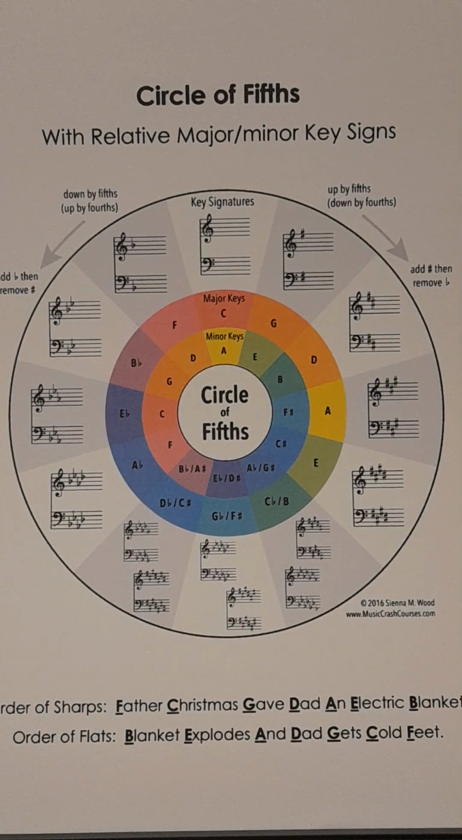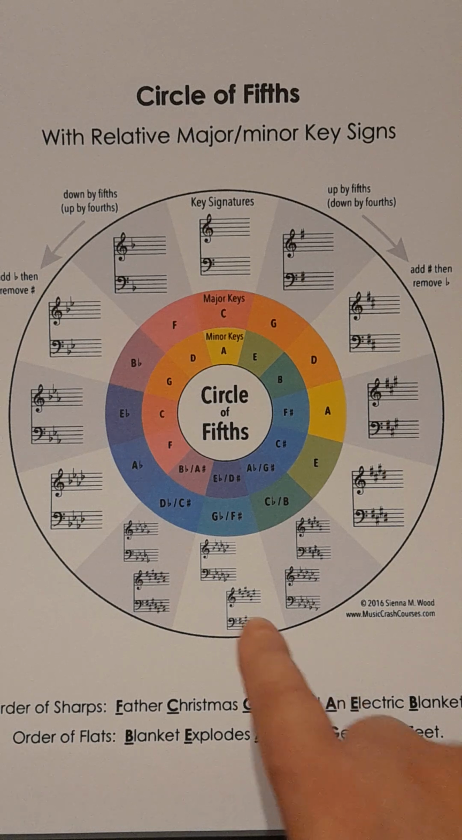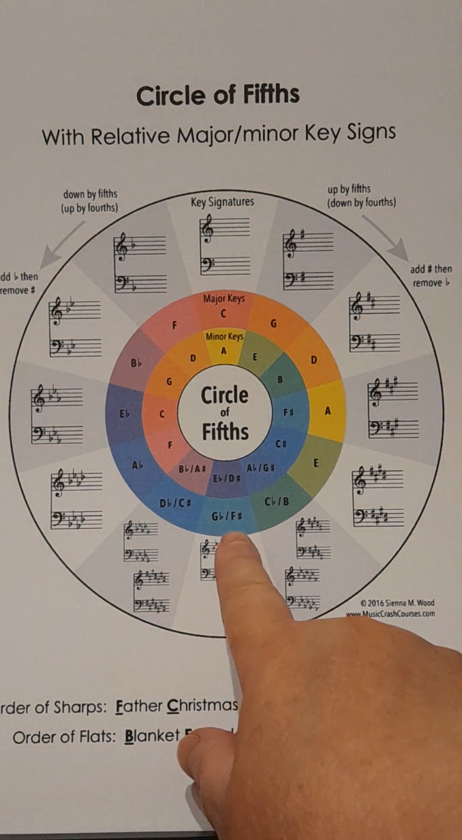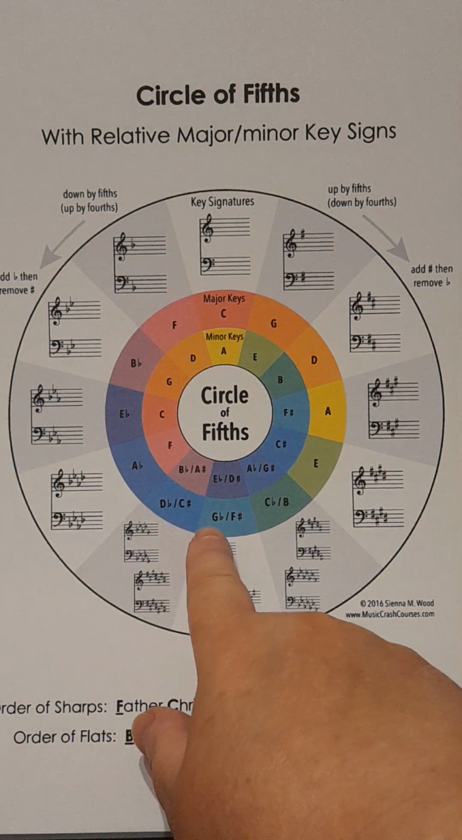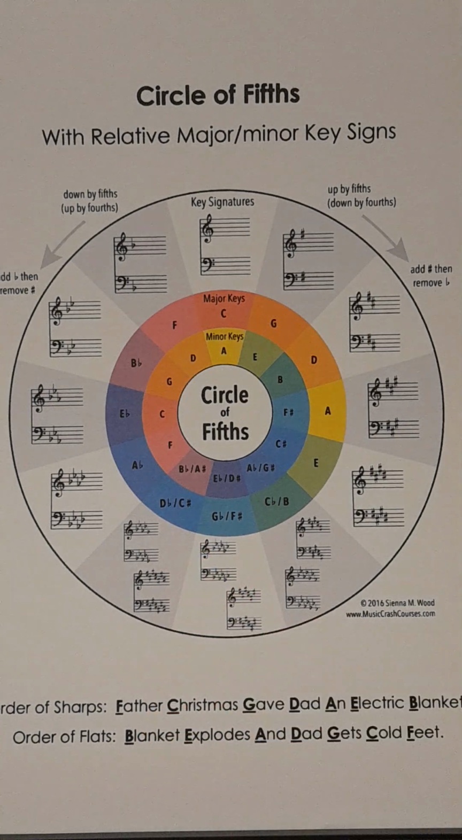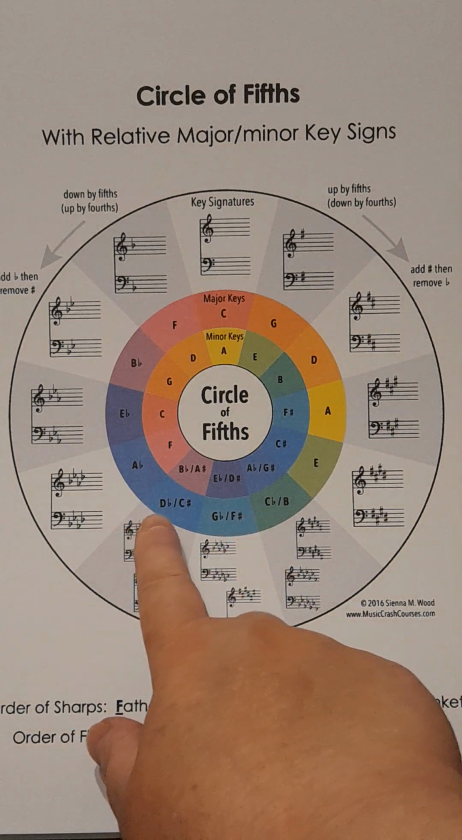Let's listen to the G flat major scale. G flat, A flat, B flat, C flat, D flat, E flat, F, and G flat. We now have 6 flats. If we went to the 5th note of the G flat major scale, we'd end up on D flat. That's the next one in the circle of fifths.